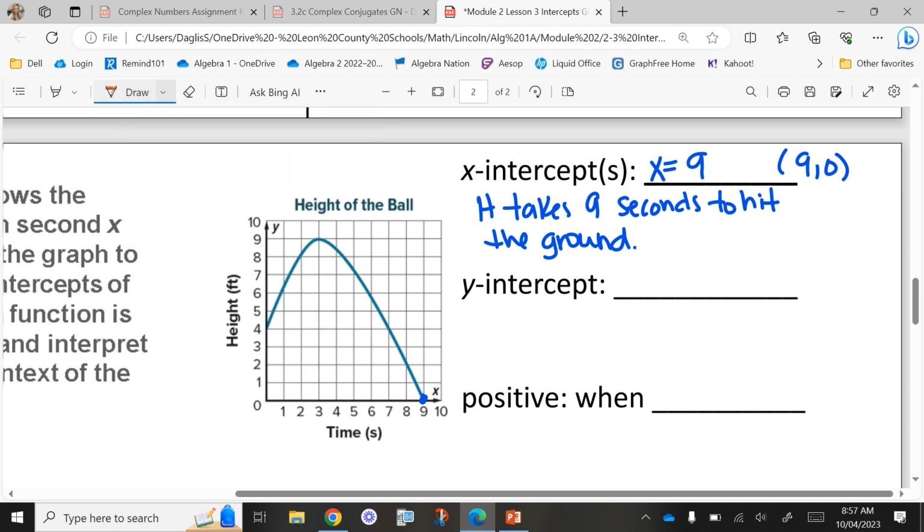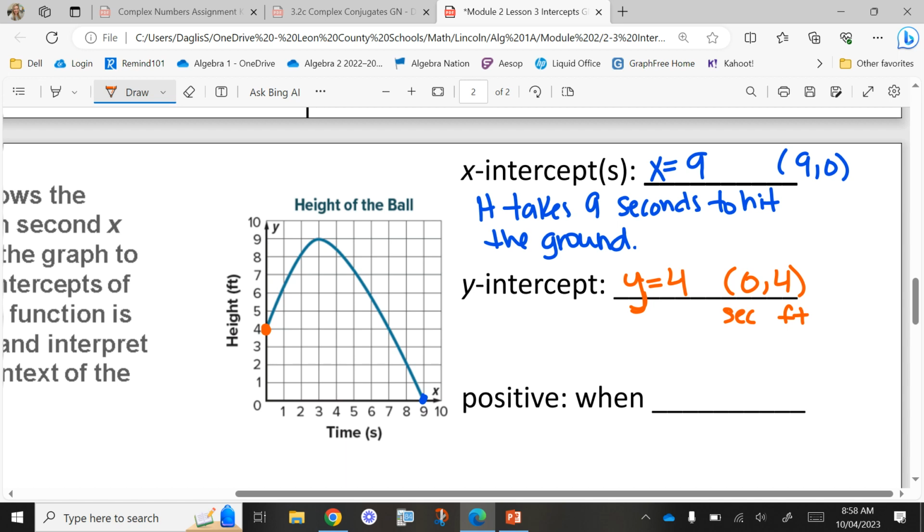All right, do we have a y-intercept? Yes, where is it? 4. So where y equals 4, which is also 0, 4. How can I interpret that? So if 0 is my seconds and 4 is my feet, what does that mean? Four feet with no seconds, so have they thrown the ball yet? No, so that's where the ball is being thrown.